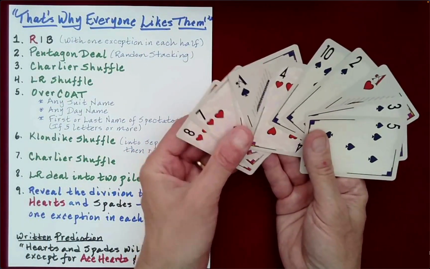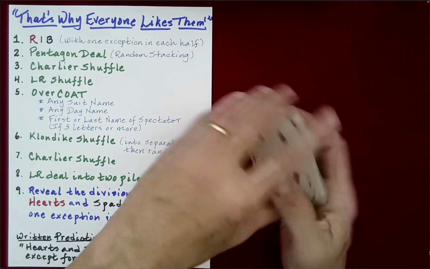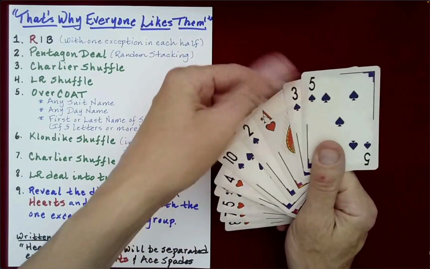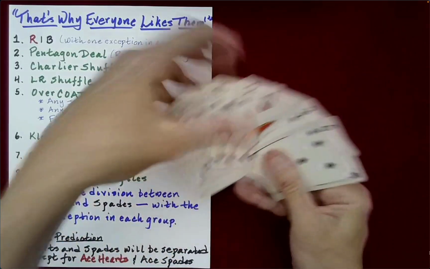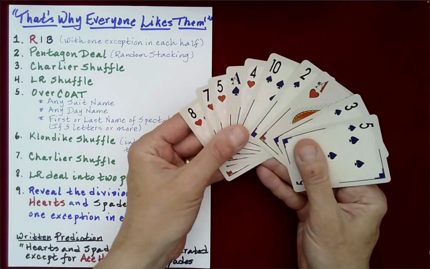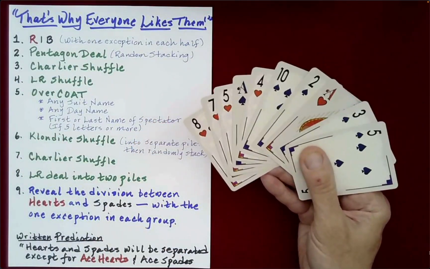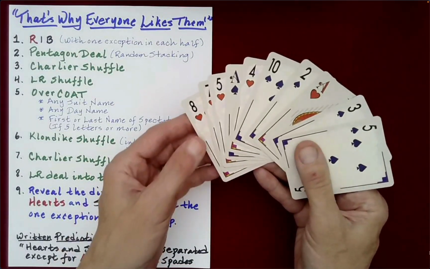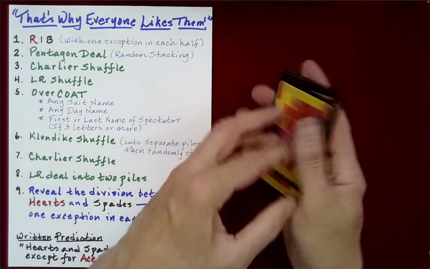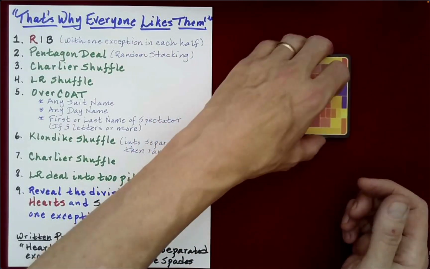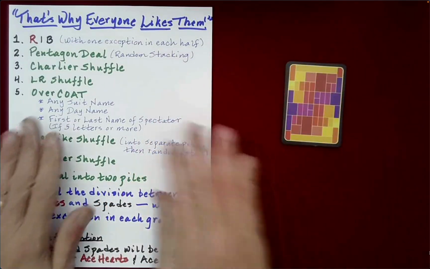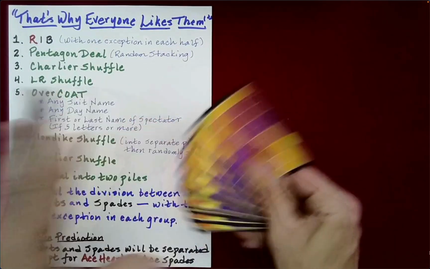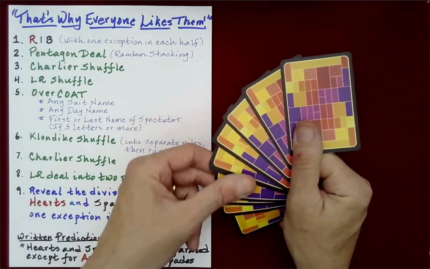Okay, so I had the top half, let's say red, with the one exception, ace of spades. And then the bottom half, I had black with the ace of hearts as the exception. Okay, so think about it here. What we're wanting to do is we're wanting in the end to arrive back at these two groups of 5 cards, right?